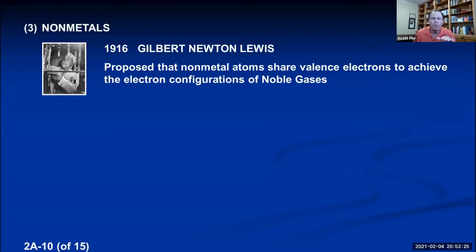So what Lewis proposed was that what nonmetal atoms do is they don't give up their electrons. They share their electrons until they achieve an electron configuration of a noble gas.